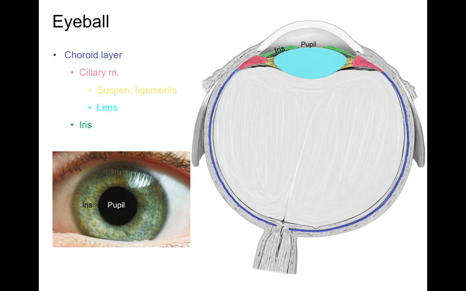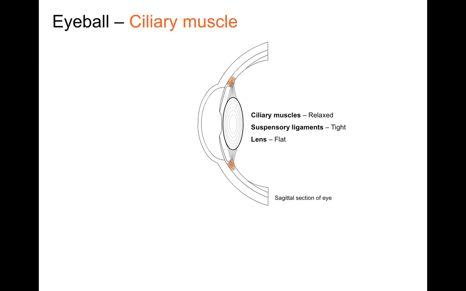The iris is in the most anterior portion of this choroid layer, which is comprised of pupillary sphincter and dilator muscles that change the diameter of the pupil to allow more or less light in.